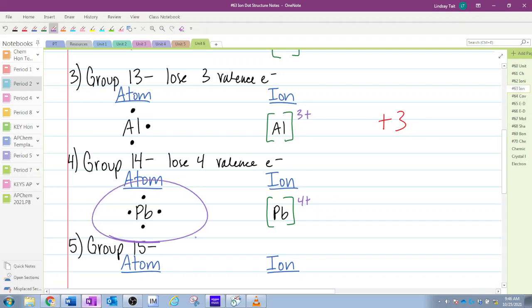All right, so again, we lost 4 valence electrons, so my steps are symbol, no dots, brackets, and then it would be a positive 4 charge due to the loss of 4 electrons.